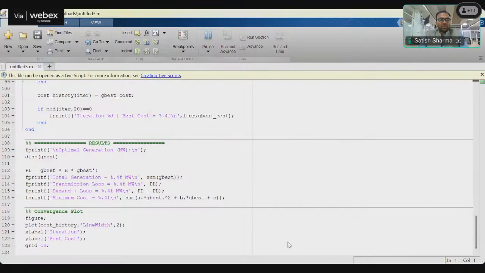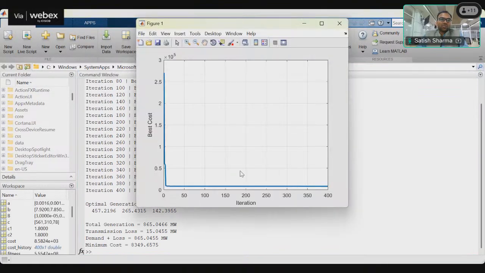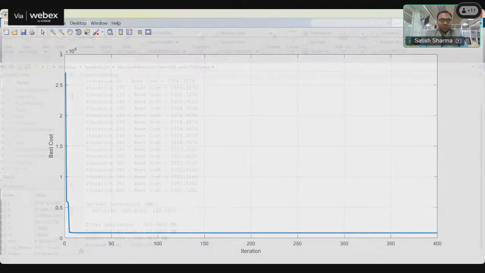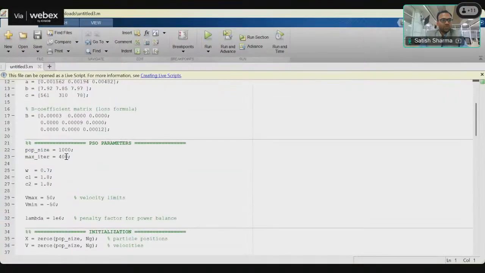So it is solving. Okay, some best cost is there, and yes, a graph is also there, showing that it is converging very fast. It does not need 400 iterations, because the solution is converging within, I think, less than 50 iterations. So let me change the number of generations from 400 to, let's say, 100, and run it again.